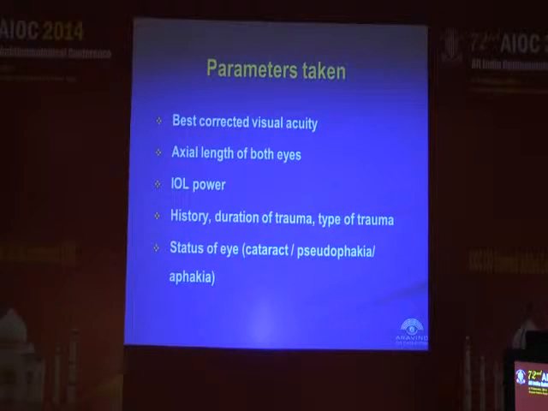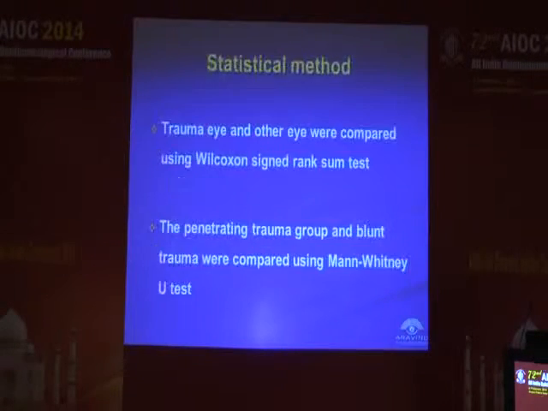Parameters taken were best corrected visual acuity, axial length of both eyes, IOL power, history, duration of trauma, type of trauma, and status of the eye. The trauma eye and the other eye were compared using the Wilcoxon signed rank test. The penetrating trauma and blunt trauma groups were compared using the Mann-Whitney U test.